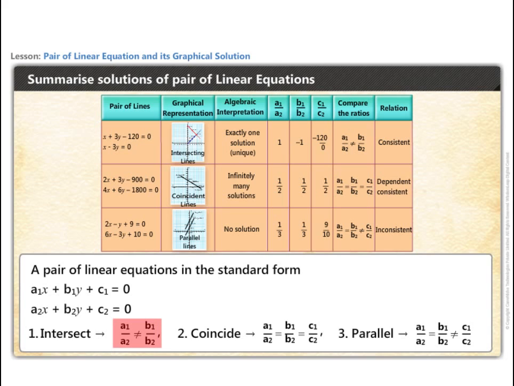Intersect if a1/a2 is not equal to b1/b2. Coincide if a1/a2 is equal to b1/b2, which is equal to c1/c2. Parallel if a1/a2 is equal to b1/b2, which is not equal to c1/c2.